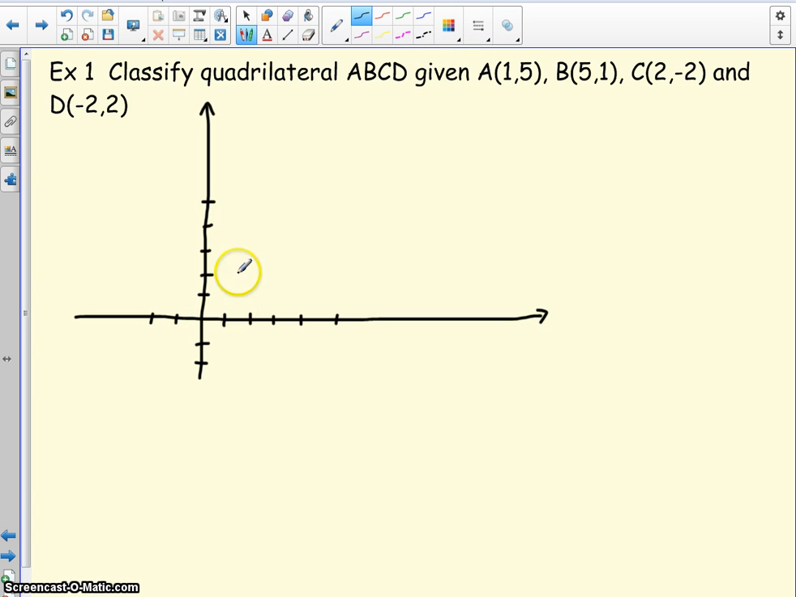Okay, so point A is at 1, 5. B is at 5, 1. C is at 2, negative 2. And D is at negative 2, 2. Okay, so what I have is quadrilateral A, B, C, D.